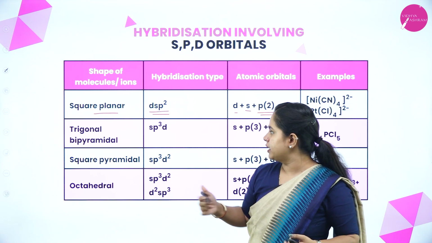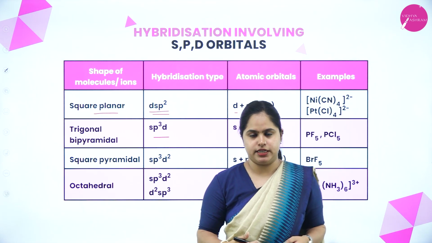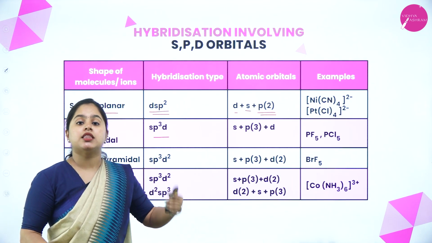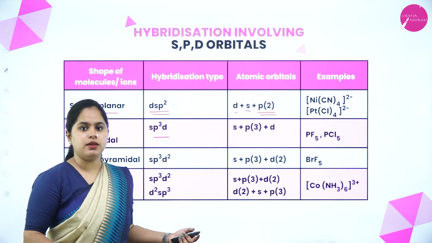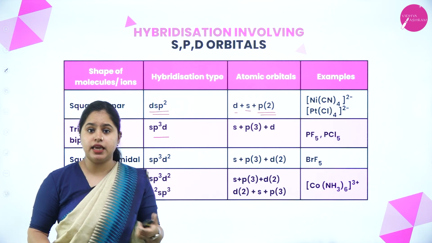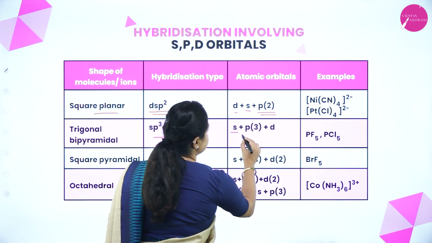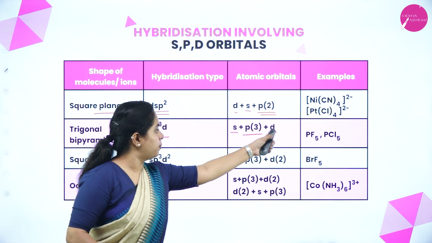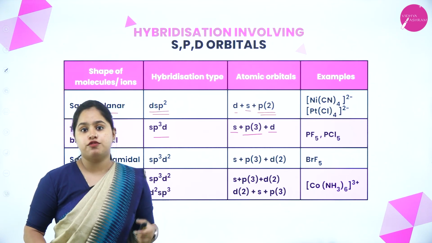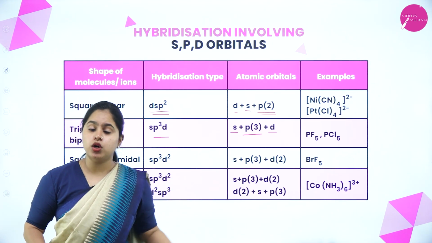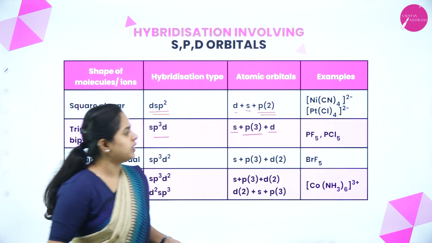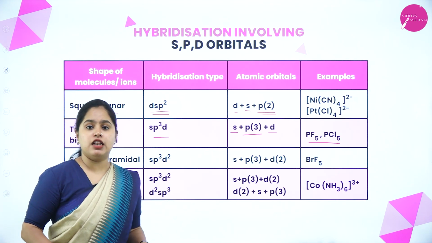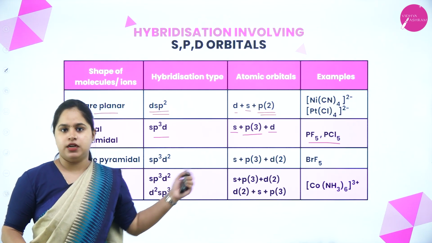Now, moving on to the next one, that is sp3d hybridization. What will be sp3d hybridization? That is one s, three p orbitals and one d orbital. They hybridize and form sp3d hybrid orbitals. As you can see here, 3 plus 1 plus 1, it will be 5. It forms a total of 5 hybrid orbitals. Examples for this are PF5 and PCl5. The PCl5 molecule we will be discussing in detail now.